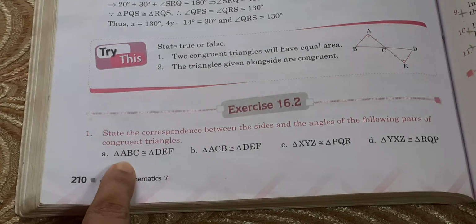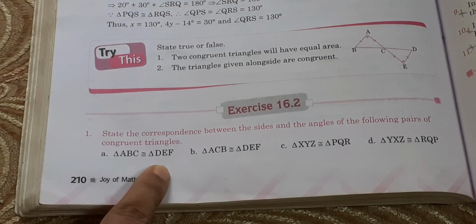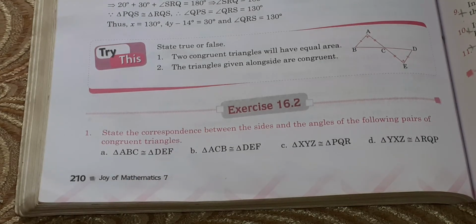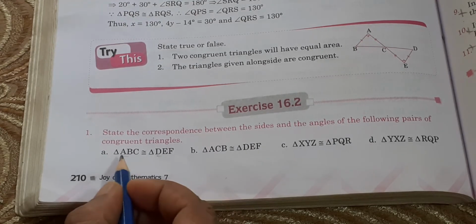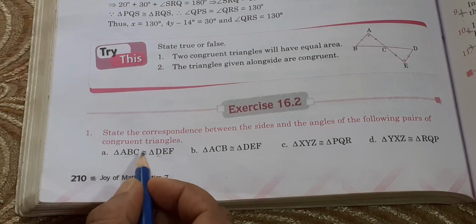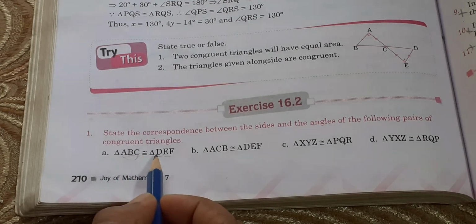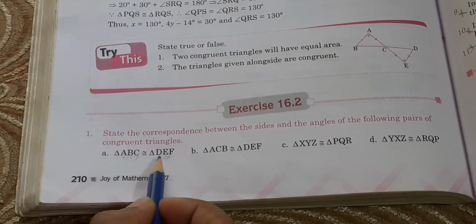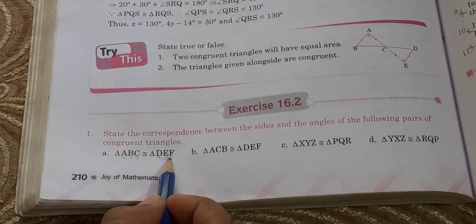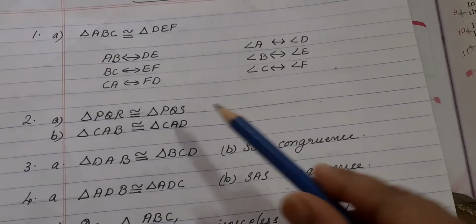So first one, triangle ABC is congruent to triangle DEF. Which will be the corresponding sides from these? Here you can see side AB corresponds to side DE, side BC corresponds to side EF, and side AC corresponds to DF. Like that, angle A corresponds to angle D, angle B corresponds to angle E, and angle C corresponds to angle F. So like this you have to write that one.